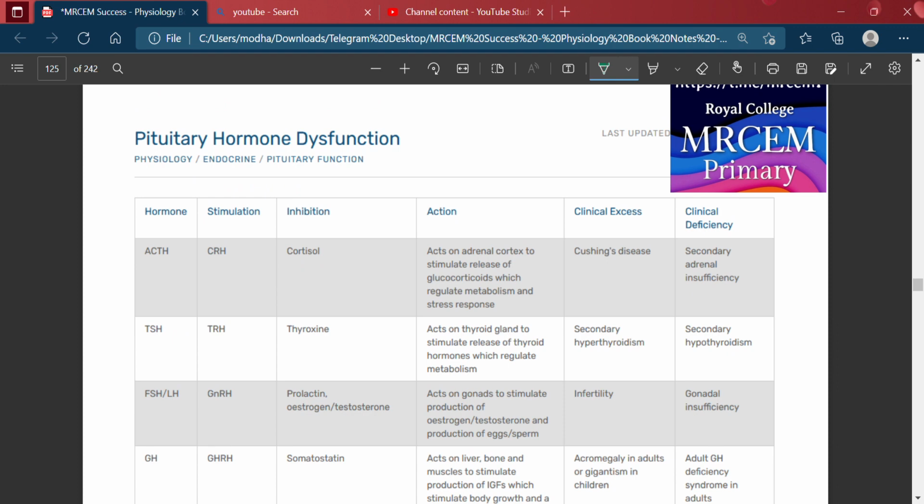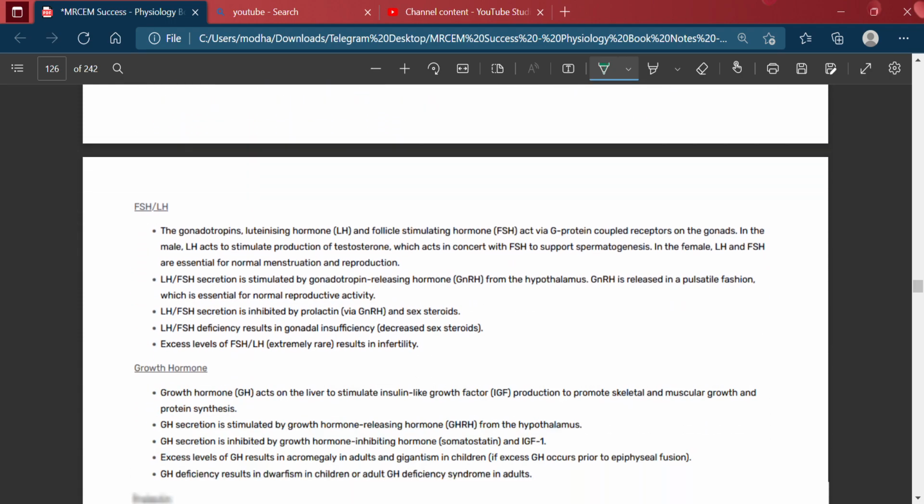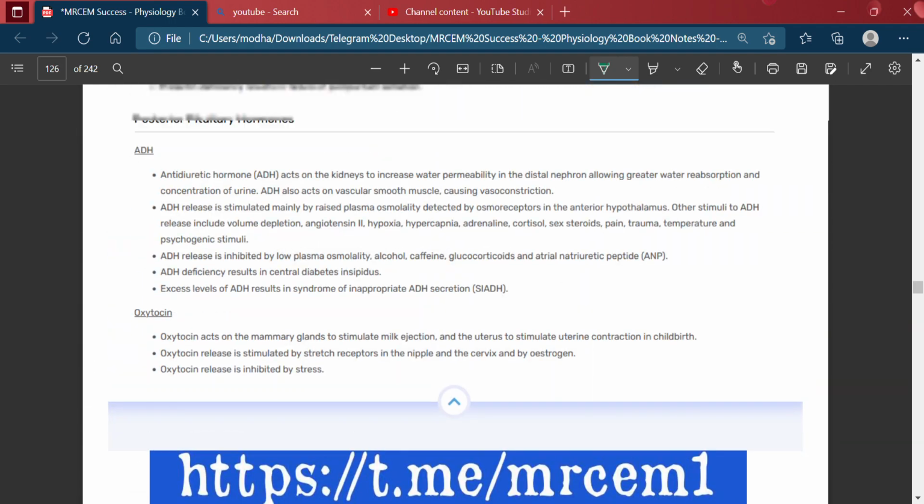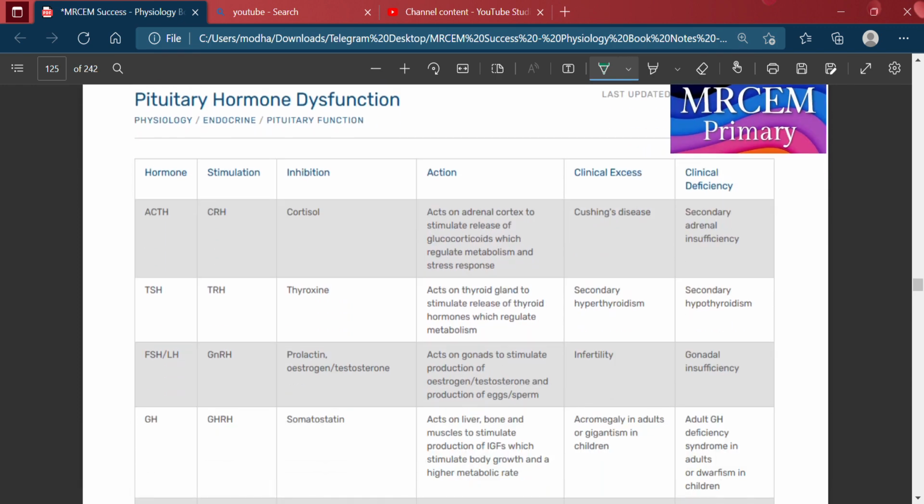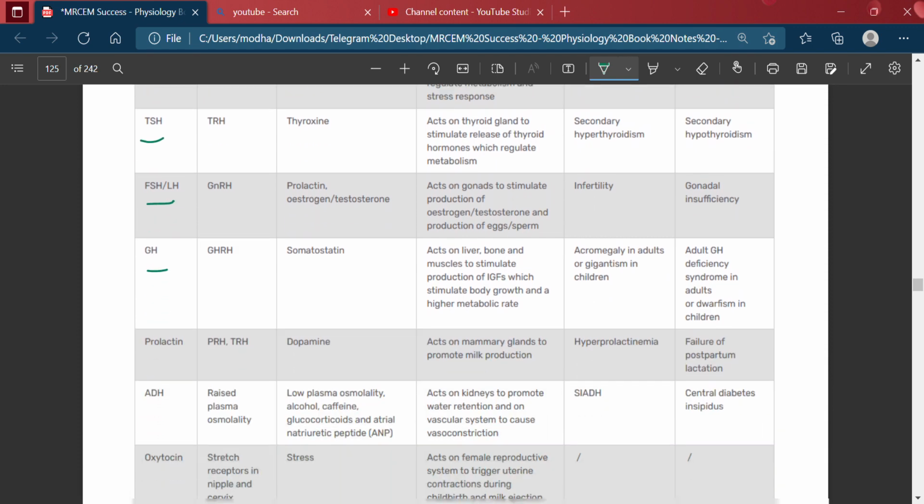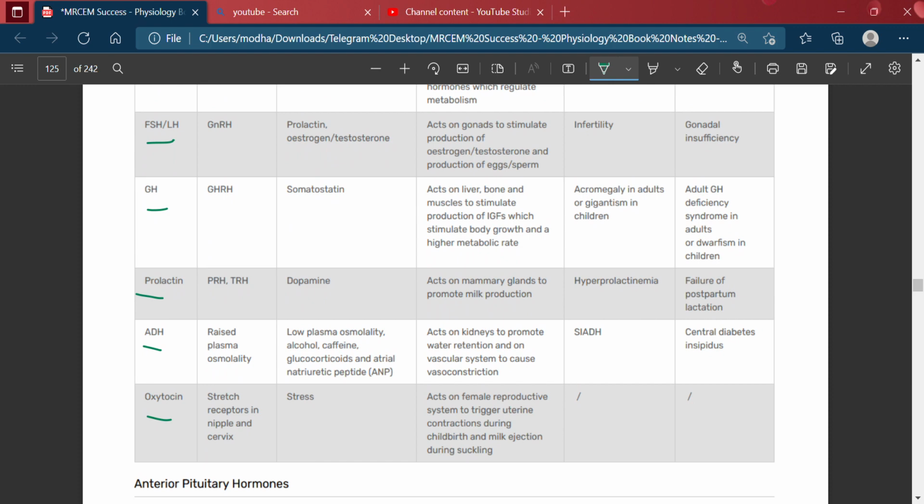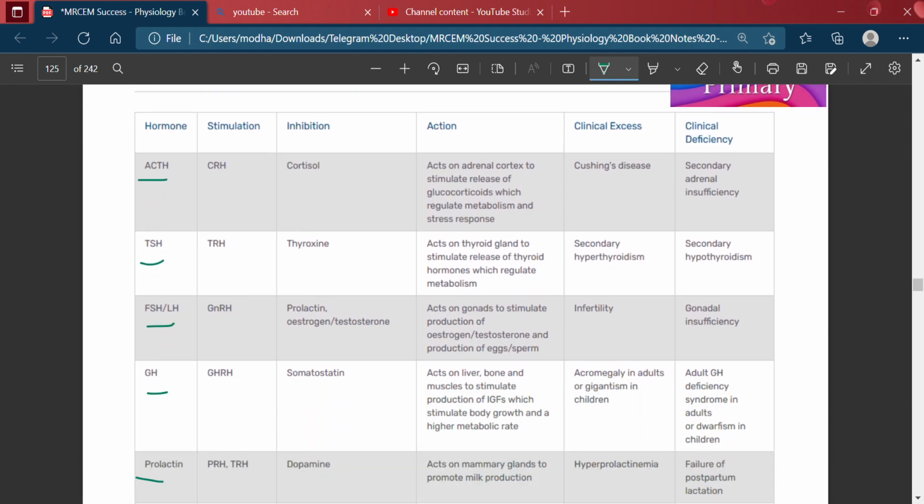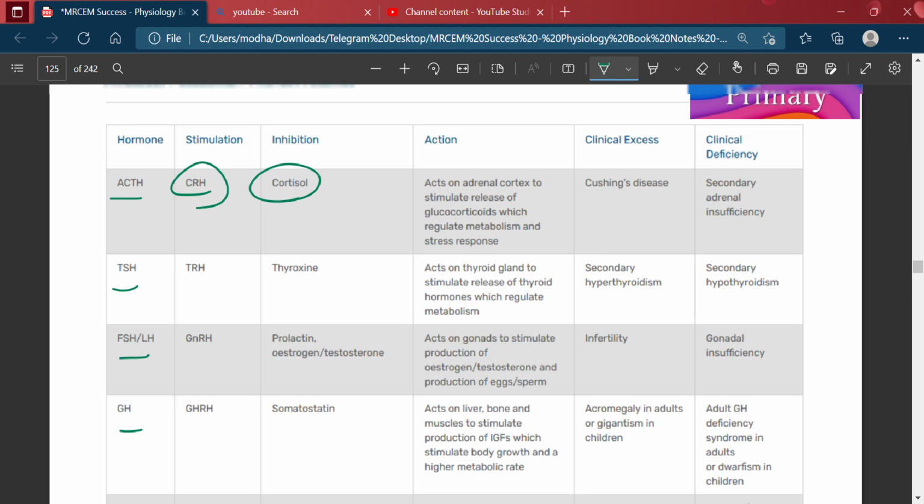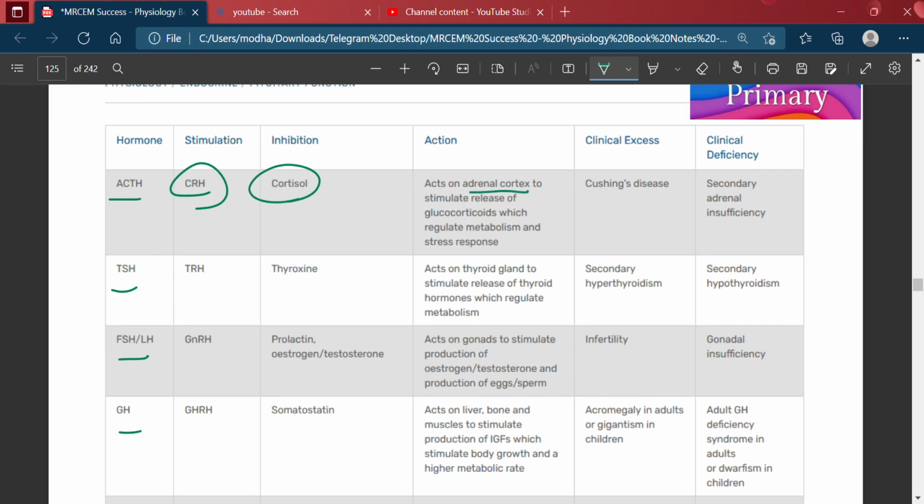Then pituitary hormone dysfunction. In this, there are ACTH, TSH, FSH or LH, growth hormone, prolactin, ADH, and oxytocin. ACTH is stimulated by corticotropin releasing hormone and inhibited by cortisol. The action of ACTH is to act on the adrenal cortex to stimulate release of glucocorticoids, which regulate metabolism and stress response.